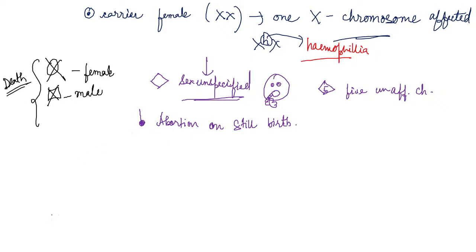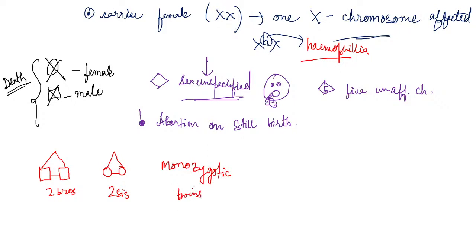Now we will study about some twins characters. Let's see, right? When there will be two brothers formed from a single zygote, right? Single zygote, two brothers. When there are two sisters, right? Two brothers, two sisters. So this will be known as monozygotic twins.